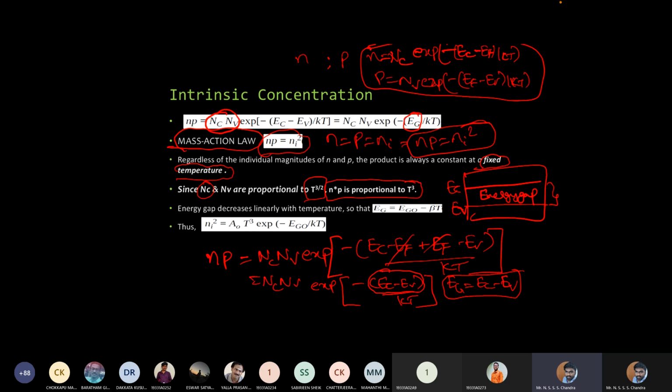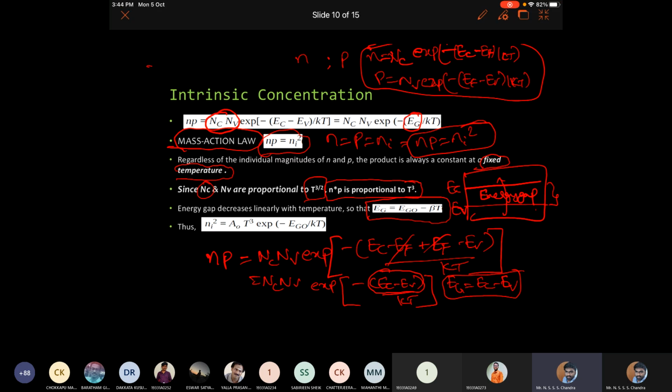Then this energy gap will always decrease with temperature. Whenever you have an increase in temperature, the energy gap becomes lower, and the electrons can easily travel from the valence band to the conduction band. It is easier for the electron in the valence band to reach the conduction band. The energy gap decreases linearly, so to represent the linear decrease we write Eg as Eg naught minus beta into T, where beta is your slope.